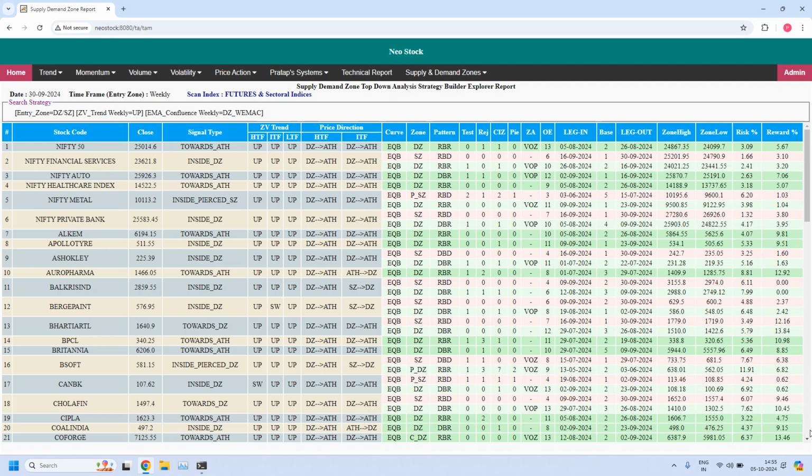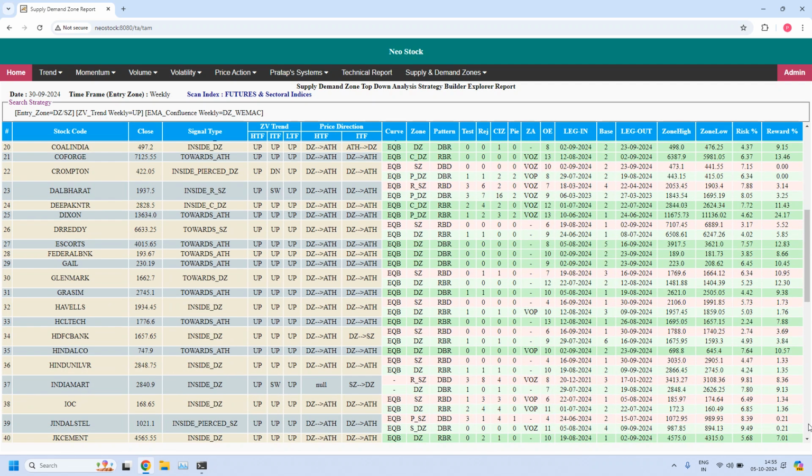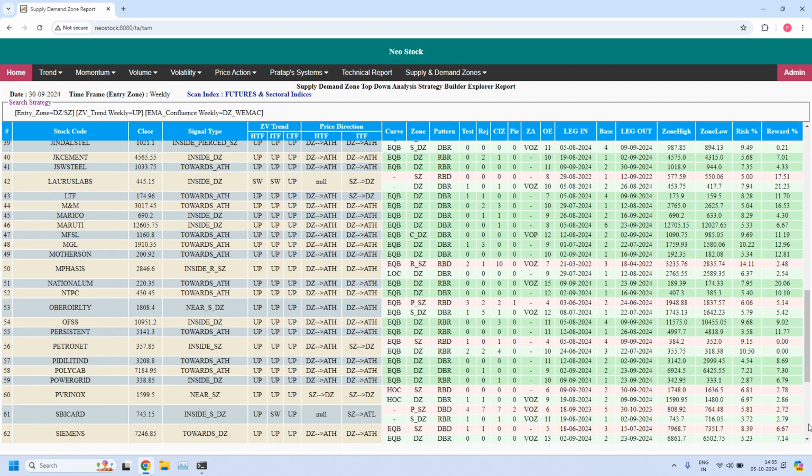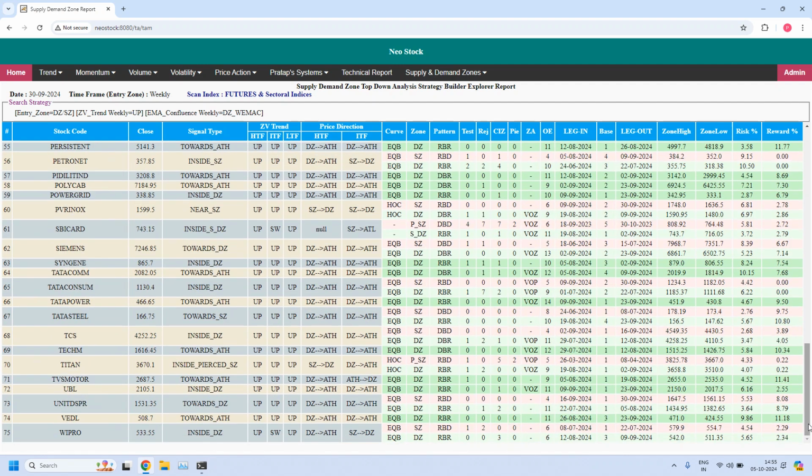But anyway, before further filtering, let me show you the whole list for your reference. Your favorite stocks might be here. So I'm scrolling the list down. So 75 stocks are having weekly zones with weekly EMA confluence, and the weekly trend is up.